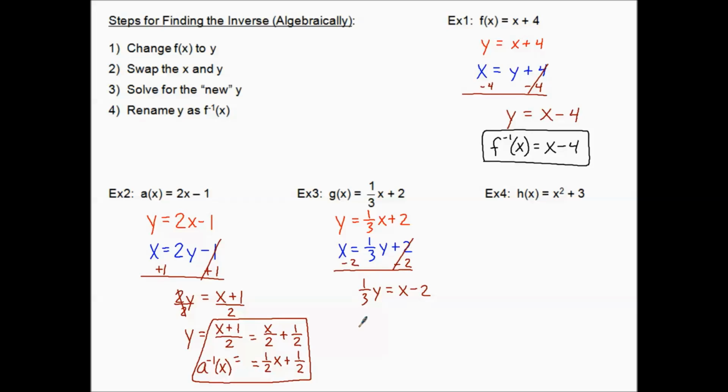To get rid of the 1/3, I'm going to multiply all parts by 3. So I'm going to multiply this term by 3. I'm going to multiply this term by 3. And I'm going to multiply this term by 3. 3 times 1/3 cancels away, and I'll have y all by itself. 3 times x, of course, is 3x. 3 times negative 2, of course, is negative 6. Don't stop there. We started with the fancy g of x, so we're going to end with a fancy g inverse of x.